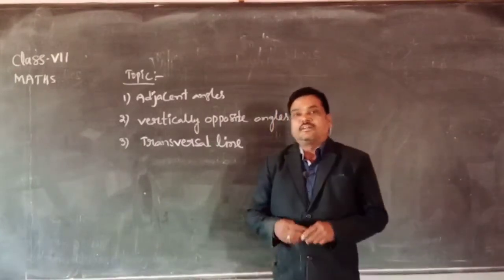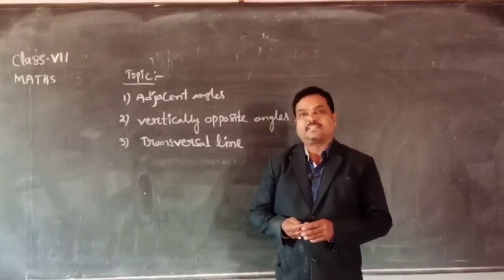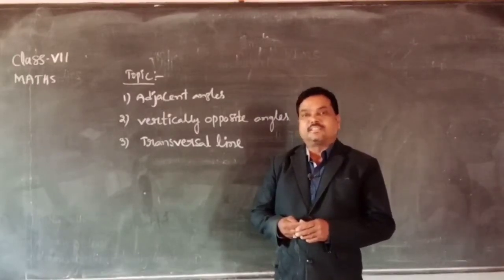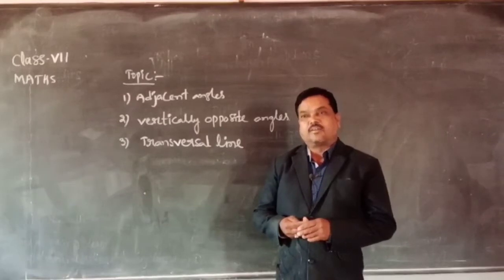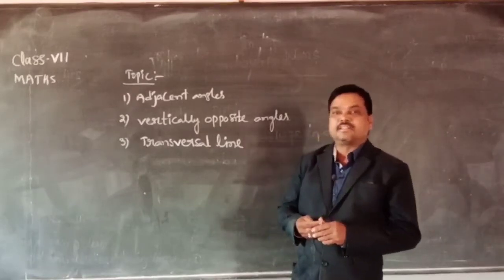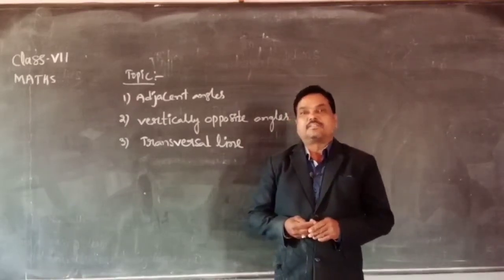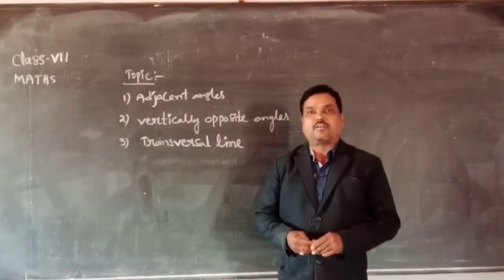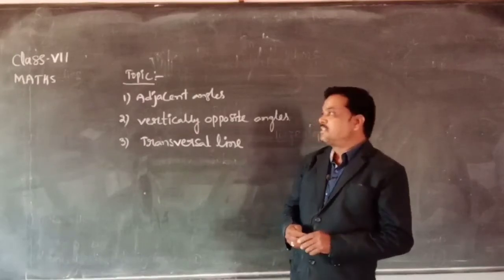Already we know the meaning of complementary angles. If the sum of any two angles is 90 degrees, they are called complementary angles. Supplementary angles means the sum of any two angles is equal to 180 degrees.